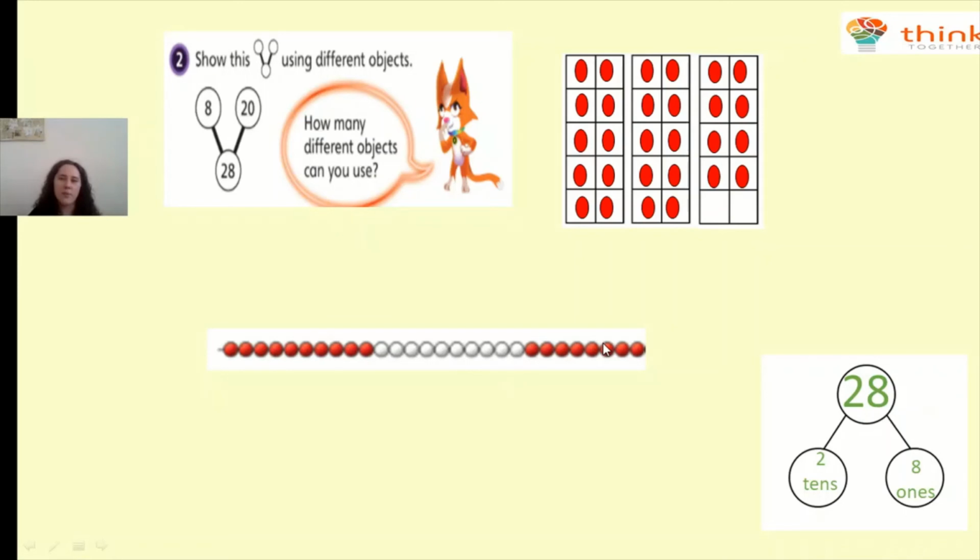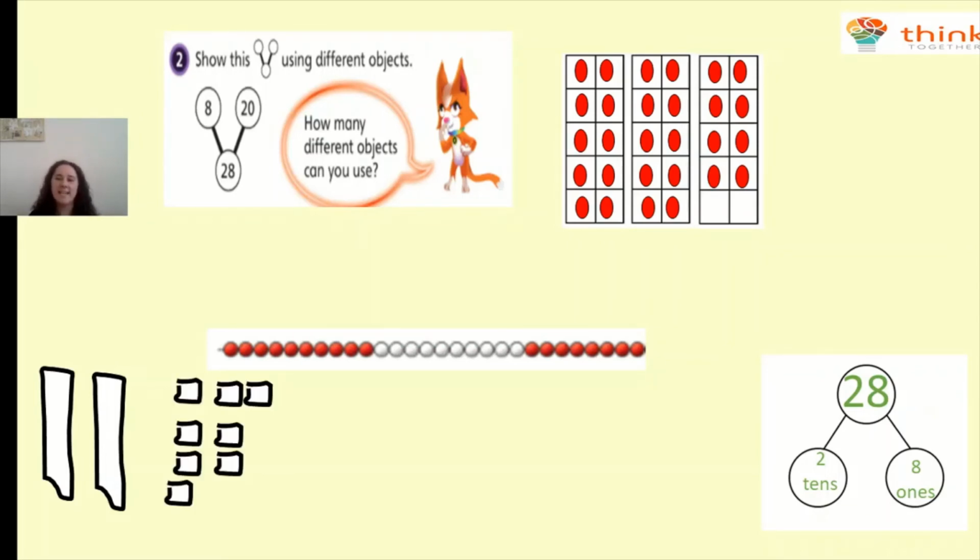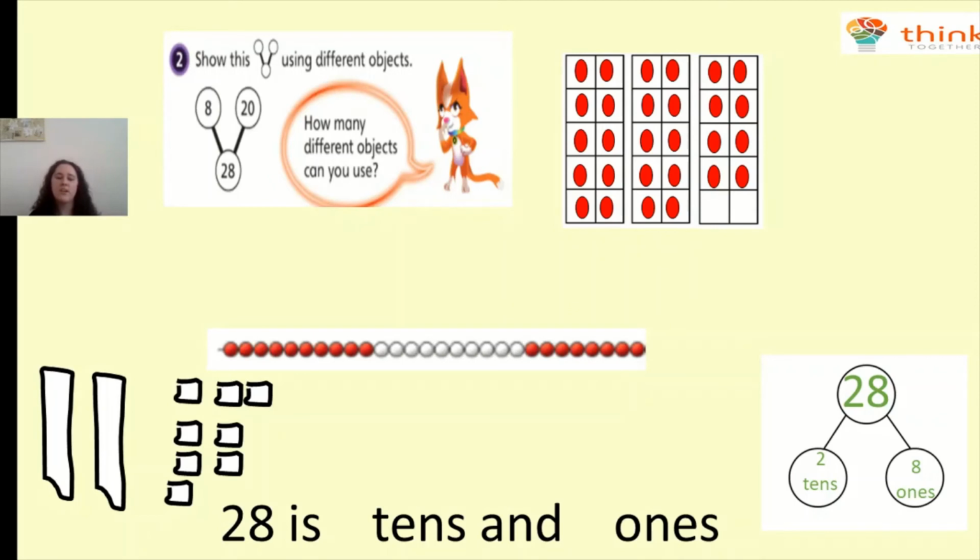Is there any other ways we could represent 28? Well done. We could draw it. How many bigger cubes are we going to need for 28? Brilliant. We're going to need 2 bigger cubes. And then how many smaller cubes are we going to need? Fantastic. We're going to need 8. Then we could write it. Do you think you could complete this sentence for me? 28 is how many tens and how many ones? Well done. 28 is 2 tens and 8 ones.